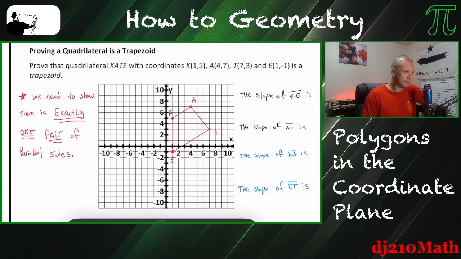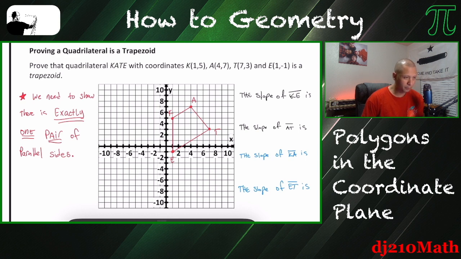Okay, next example. Proving that a quadrilateral is a trapezoid. So if you think about the definition of a trapezoid, is that it has exactly one pair of parallel sides. So that's what we need to show. That's what we need to verify. So here we have the given coordinates, KATE. And we want to show that there's exactly one pair of parallel sides. So let's look at the slopes of all the sides.